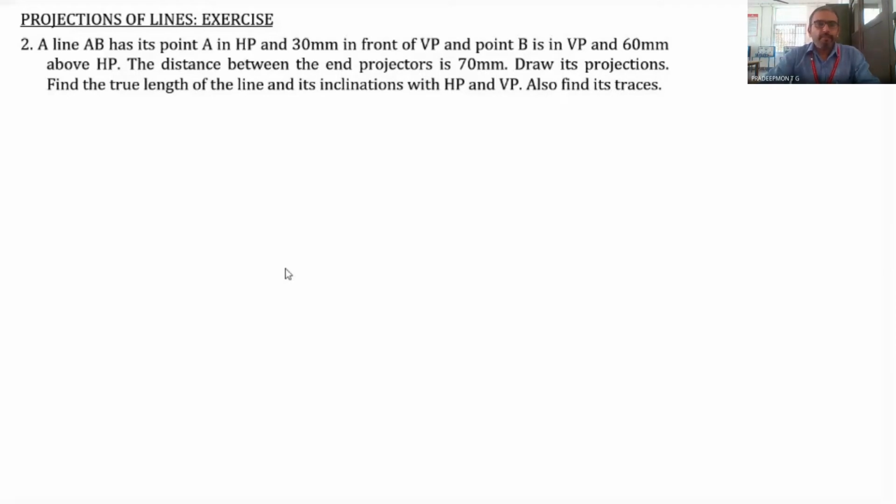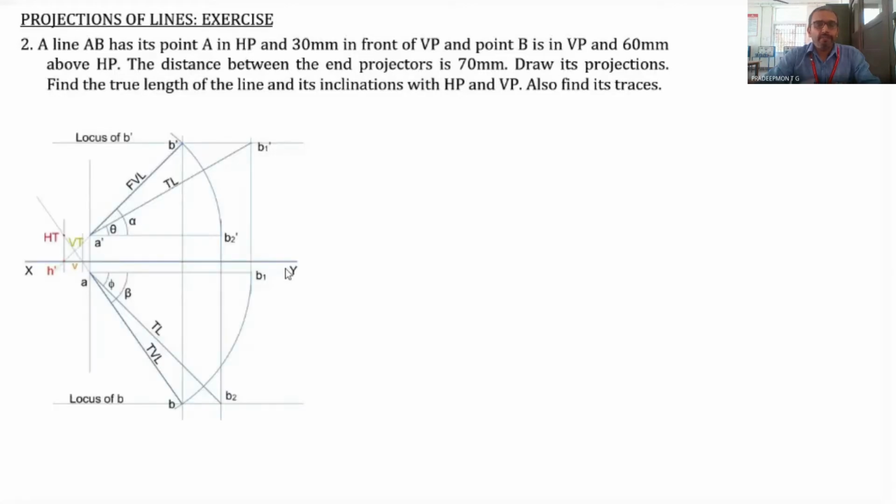Now let's mark all the data that is given in the question in our base figure. So this is our base figure. In this case, the given data is the position of A. Position of A is in HP. So since A is in HP, this distance should be equal to 0. Since A is in HP, the front view of A, that is A dash, should be on the XY line. So this particular distance should be 0.